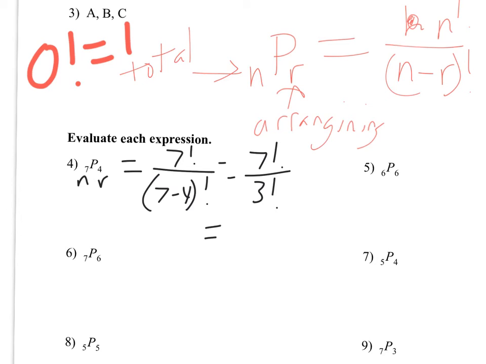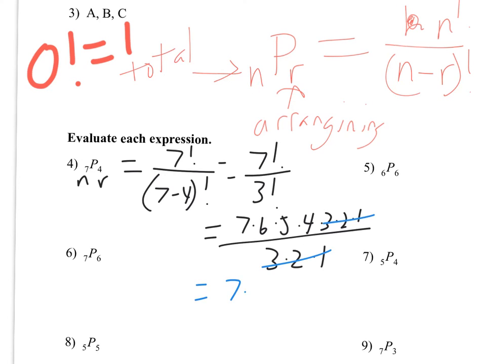Now, notice 7 factorial is 7 times 6 times 5 times 4 times 3 times 2 times 1. So that's what I have on the top. On the bottom I have 3 times 2 times 1, 3 factorial. And if you notice, this cancels out, 3 times 2 times 1. So we're left with 7 times 6 times 5 times 4. If you go ahead and do that, that equals 840. So, the number of permutations of 7 items, arranging 4 of them, is 840.